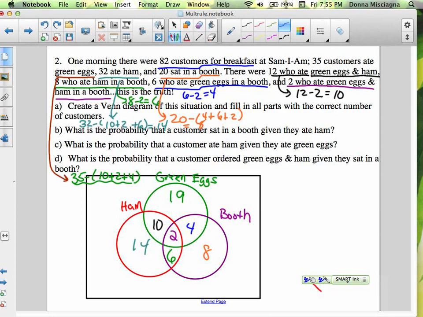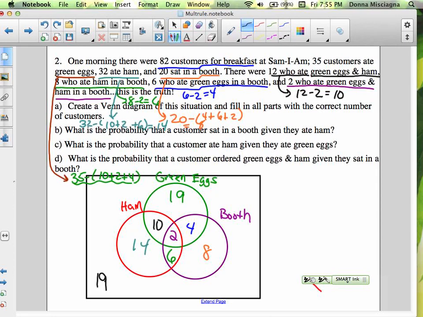All right? So I'm going to just do this a little bit faster. I'm just going to grab a calculator. So we have the 19 plus the 10 plus the 2 plus the 4 plus 14 plus 6 plus 8. So 1, 2, 3, 4, 5, 6, 7 values is what it should have. 63. So that represents 63. There were 82 people, which means another 19 people didn't do any of these things. They had pancakes at a table.